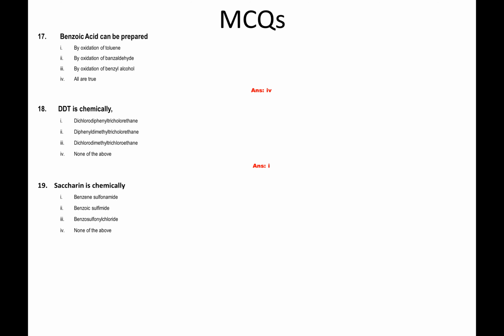Saccharine is chemically benzene sulfonamide, benzoic sulfimide, benzosulfonyl chloride, none of the above. It is the second answer, that also we saw. It is a cyclic sulfimide, so benzoic sulfimide.